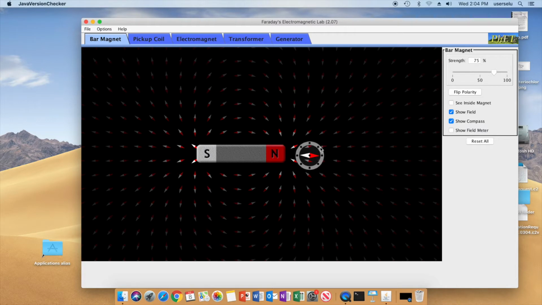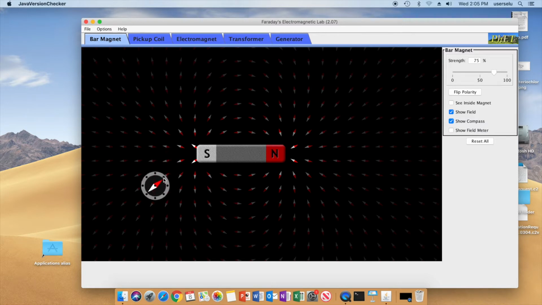Now notice how the white point of the compass is pointing towards the North Pole. That means that the white point is the compass South Pole. Now notice if I move that to the other side, the South Pole of the bar magnet attracts the red point of the compass. The red point of the compass is the North Pole of the compass.